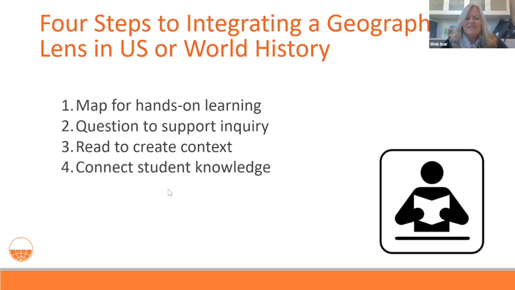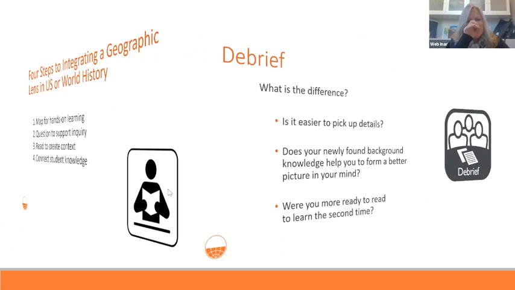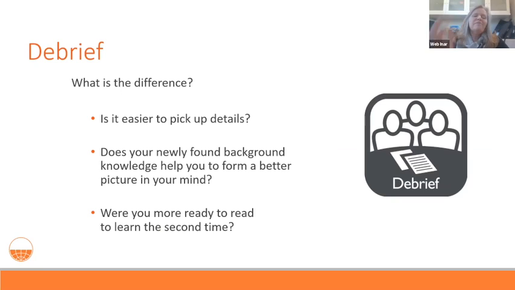Okay, so I'm going to go on a little bit more here. Basically, that's what I was getting at: what's the difference? Is it easier? When we looked at the text the second time, was it easier to pick up the details? I didn't do a map lesson. I just walked through what kind of map lesson I would do with students. But would it be easier to pick up the details the second time?